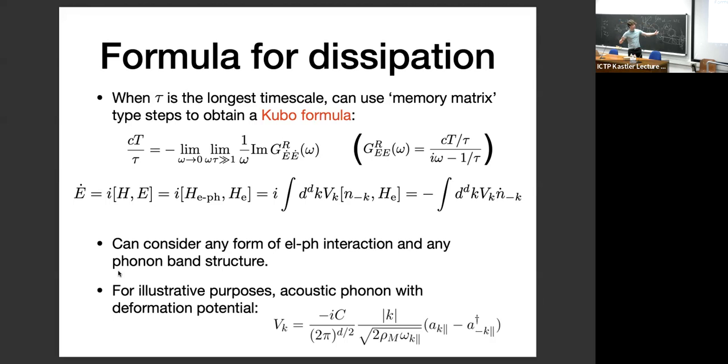And if this time scale is very long, one evaluates this two-point function. So this E dot depends on the electron phonon coupling, but it's an electronic operator. And so if this time scale is very long, you can evaluate this quantity in the theory without the electron phonon coupling.